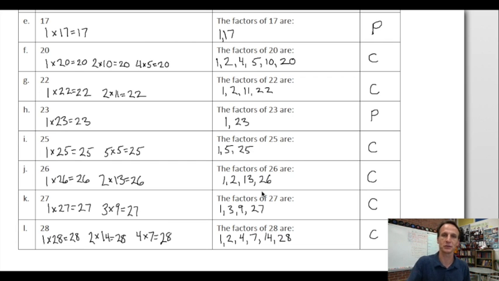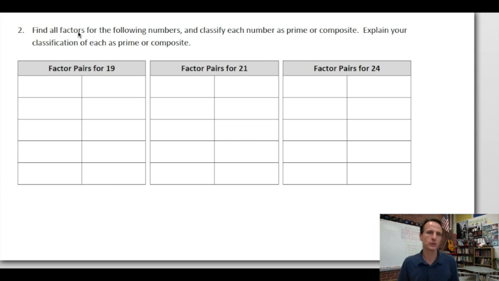Let's go on to number 2. And here in number 2, our instructions are to find all factors, we just did that, we know how to do that, for the following numbers and classify each number as prime or composite. Explain your classification of each as prime or composite. So factor pairs for 19. Well, this is what I said. Always start off with 1 and itself. So 1 and 19 are the factor pairs to start with.